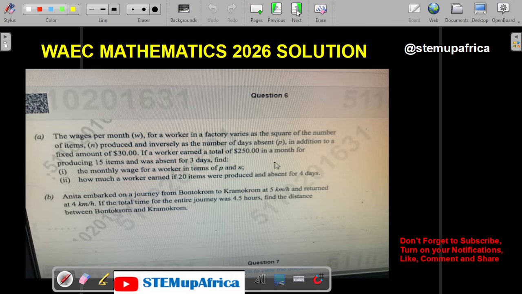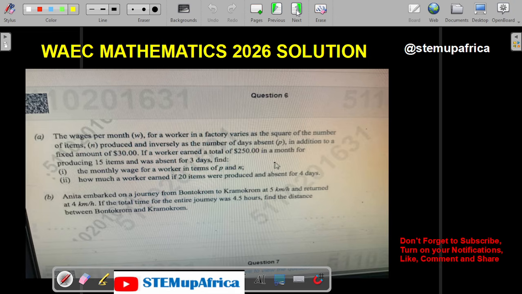So let's look at question 6. Question 6 says the wages per month, which is called W, for a worker in a factory varies as the square of the number of items, which is N, which he produces, and inversely as the number of days absent, P, in addition to a fixed amount of $30. If a worker earned a total of this in a month for producing 50 items and he was absent for 3 days, find the monthly wages for a worker in terms of P and N.